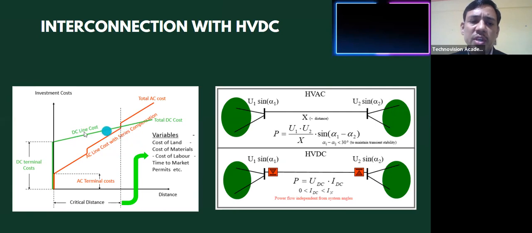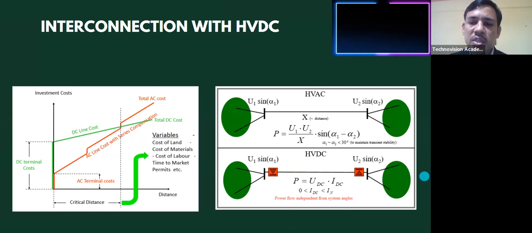Generally, we know that DC is more economical when the distance is beyond the critical break-even point. But this case has changed today because of the development in HVDC technology. So now we can go for any distance, there is no issue.